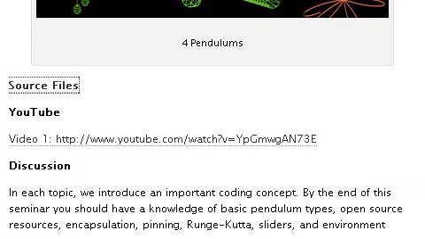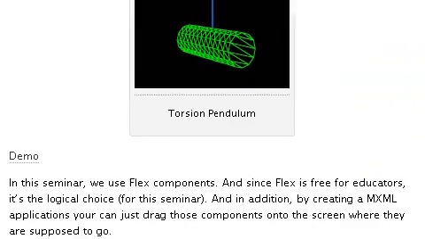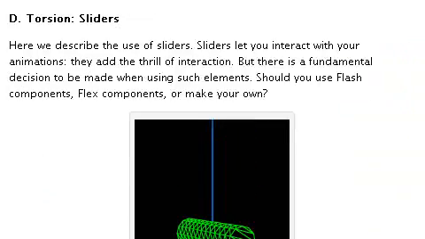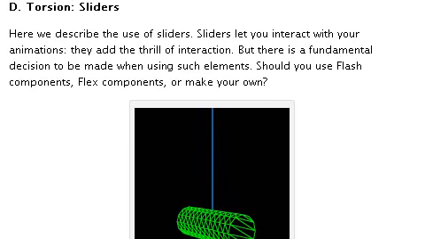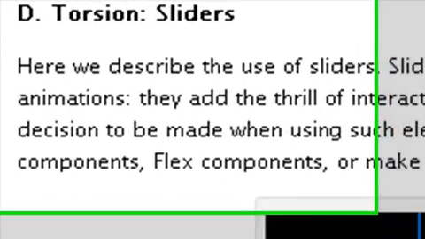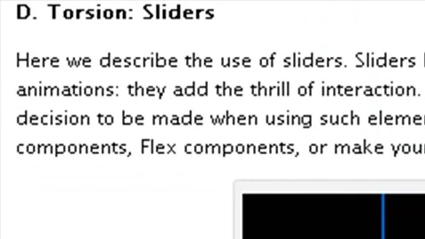Okay, let's move down and start again with the next pendulum, which is the torsion pendulum. Now, I really like this pendulum a lot for some reason. It's just basically a rod spinning on a spring. But what we learn in this part is how to add sliders and actually create some interactivity. Now, you've already seen some sliders, but it's really sliders that add the thrill of interaction to your system.